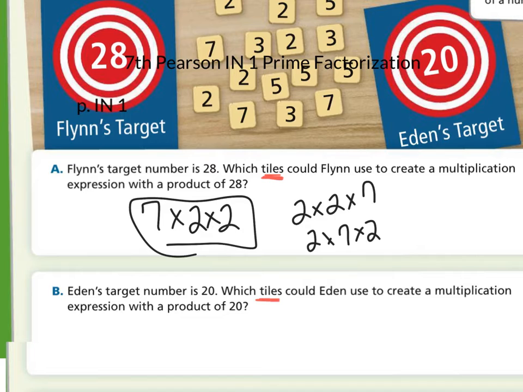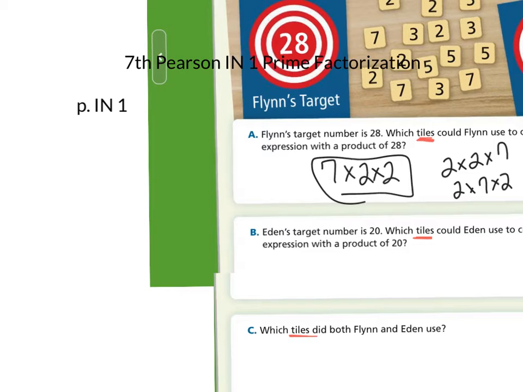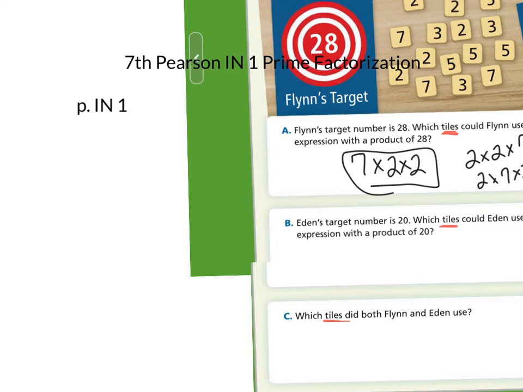If you're not sure what to do, what you could do is just think about what numbers could I multiply to get 28. You might think of 4 times 7, and then think about, well, there's no 4, but to get 4, I could do 2 times 2. Another way of doing that, which we'll be getting into in this lesson, is you could do a prime factorization of that, and you could break it down into prime factors because those are all prime numbers on those tiles.